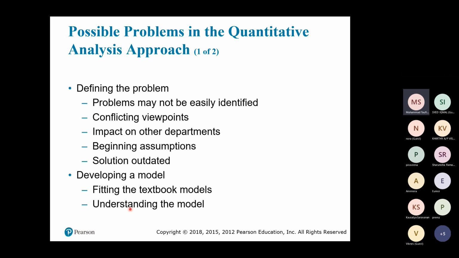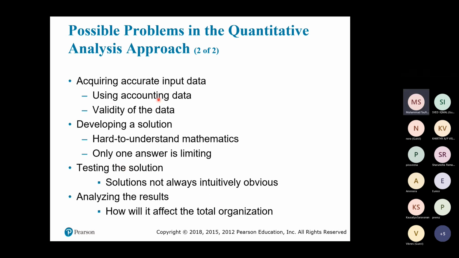So this becomes something that blocks them in developing the model. The second one is how to understand the model. If you don't have any mathematical background, if you are not a statistician or mathematician, sometimes it is hard to understand the model. The next problem is accurate input data: how to accurately get the correct input data. When using accounting data, how do you ensure that the data is correct, and how do you validate whether the data is correct or not?